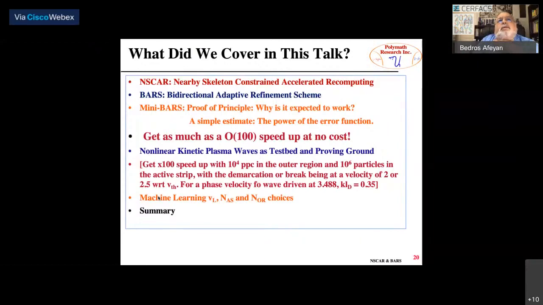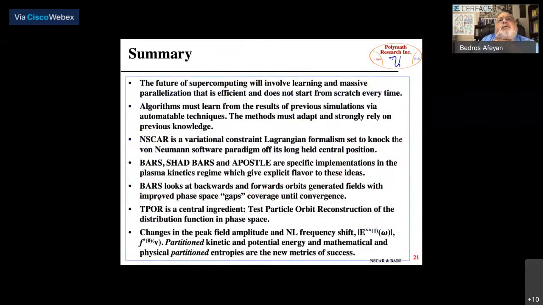The future of supercomputing will involve learning and massive parallelization that is efficient and does not start from scratch. Algorithms must learn from the results of previous simulations, and N-scar is a variationally constrained Lagrangian formalism to knock this von Neumann software paradigm off its long-held position, which I wasn't able to go into. There are many examples of this, and they rely on things like test particle orbit reconstruction and backwards propagating solutions and so on. So in the time given, that's all I can say. Thank you.